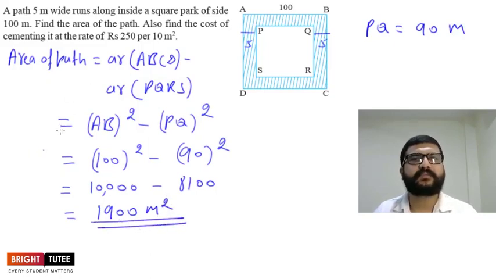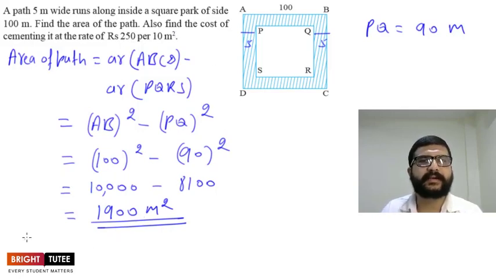Now what else do we have to find? We have to find its cost also. So the cost for 10 square meters is given as rupees 250. So here we have to find the cost.